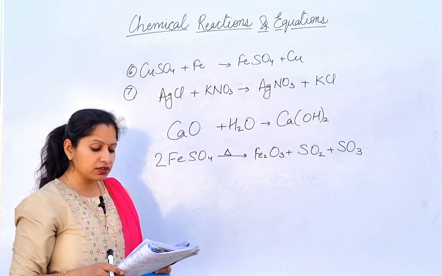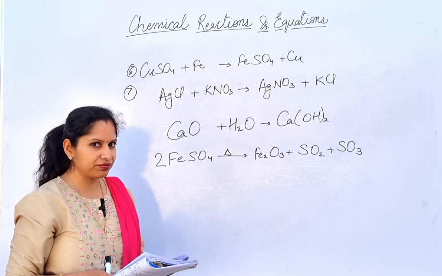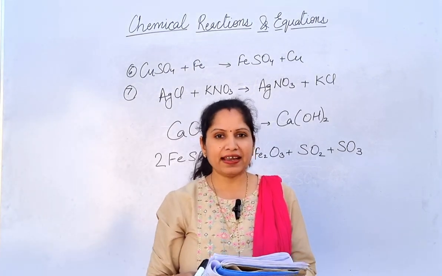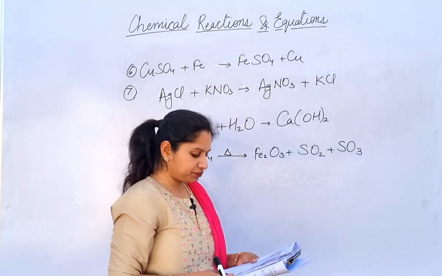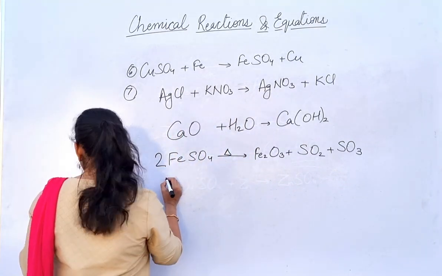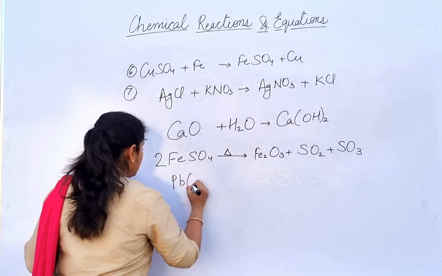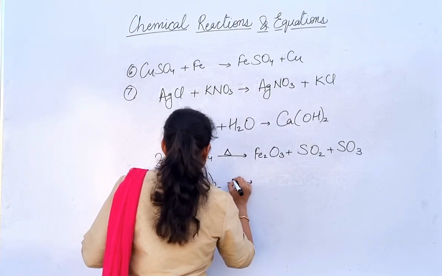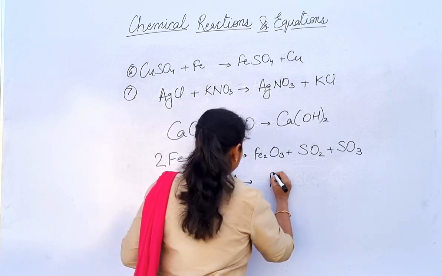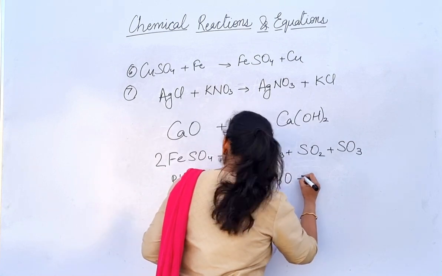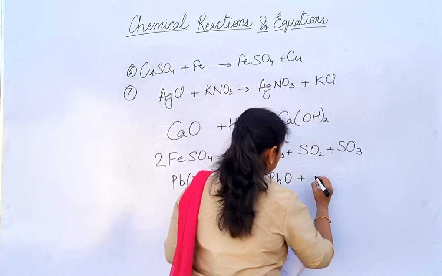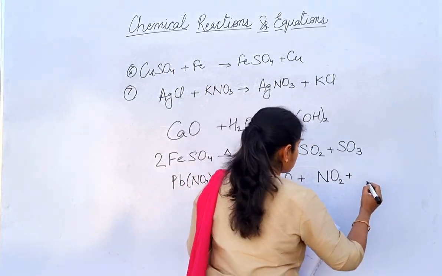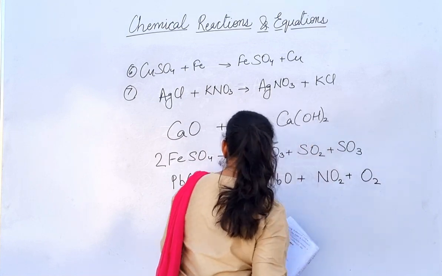Okay, next you have to write the thermal decomposition reaction of lead nitrate. Write it by yourself. Thermal decomposition of lead nitrate. Try it by yourself. So I am doing it. Pb(NO3)2 is lead nitrate. When it's heated, it forms lead oxide plus nitrogen dioxide, NO2, plus oxygen is formed in the reaction.